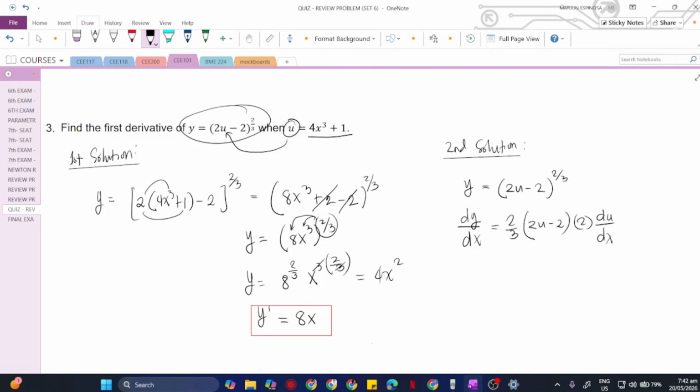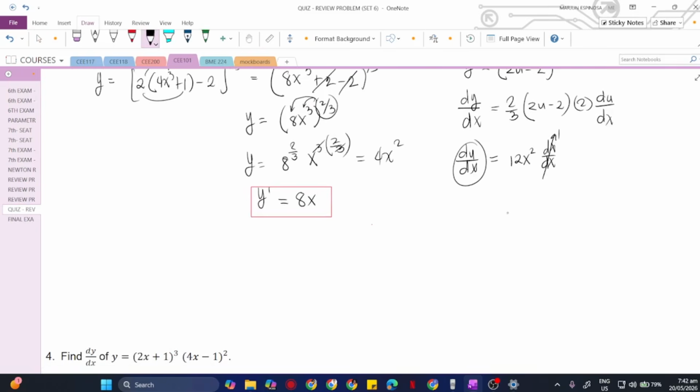Therefore, let's get the value of du over dx by deriving this one, which is just equivalent to 12x squared. dx over dx is simply 1, so it's just 12x squared. So let's plug in the value of du over dx in here. So we get dy over dx, or simply y prime, equivalent to 2 thirds.